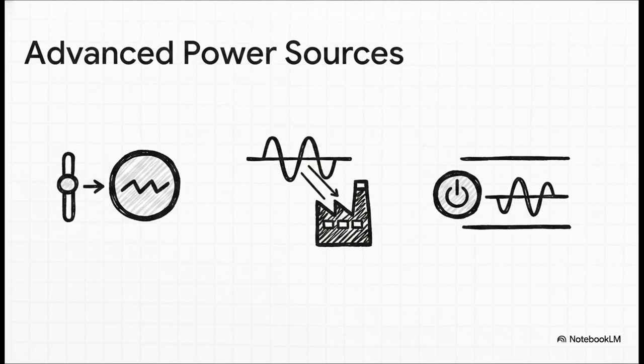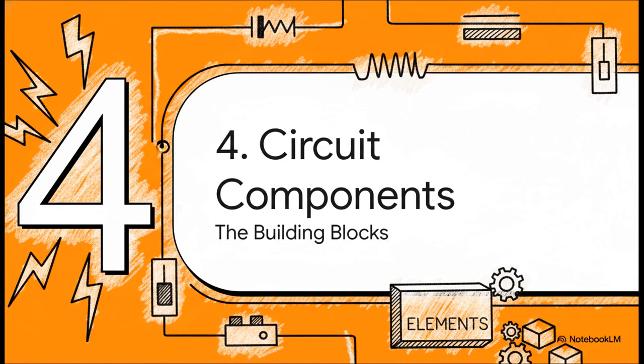The three-phase source is absolutely essential for modeling things like big industrial motors. And the programmable source, that lets you simulate really complex events, like seeing how a grid might react to a sudden fault or a surge. So we have power. Now we need stuff to do something with that power.